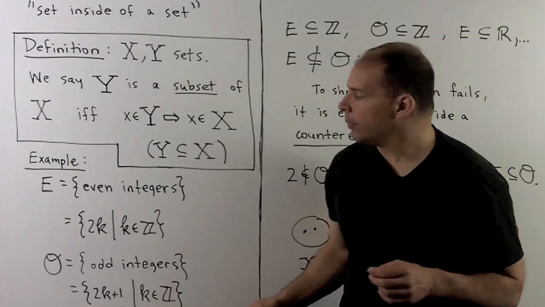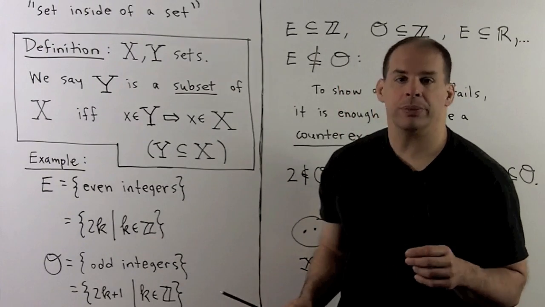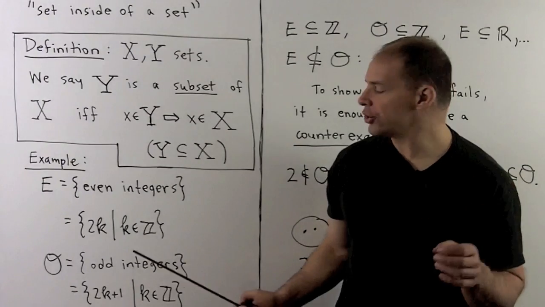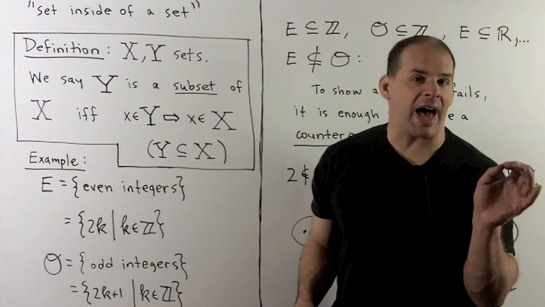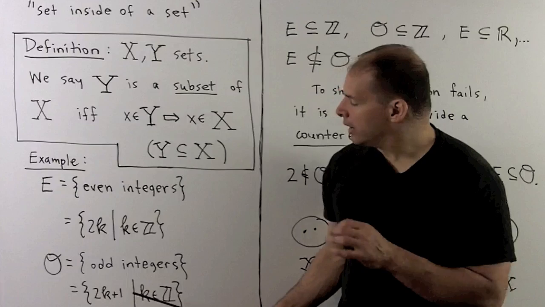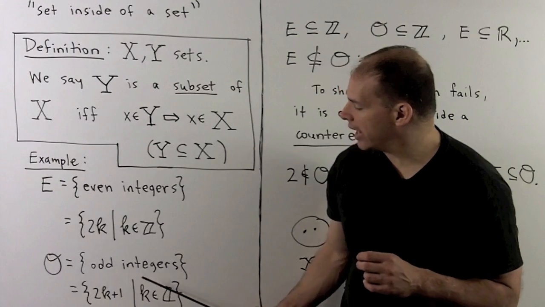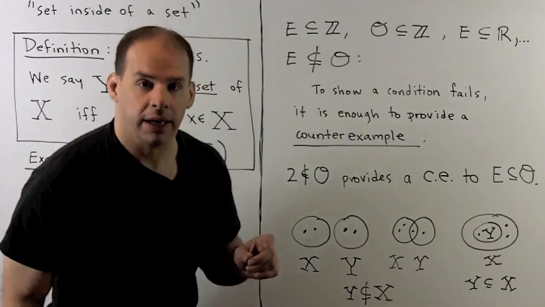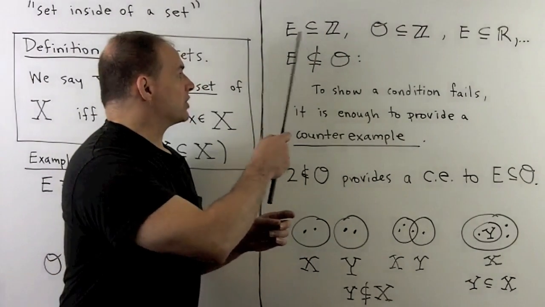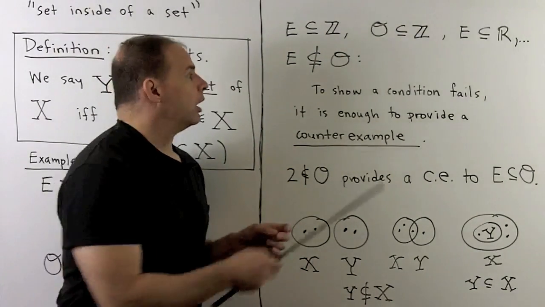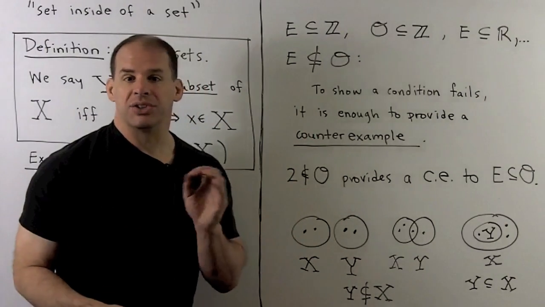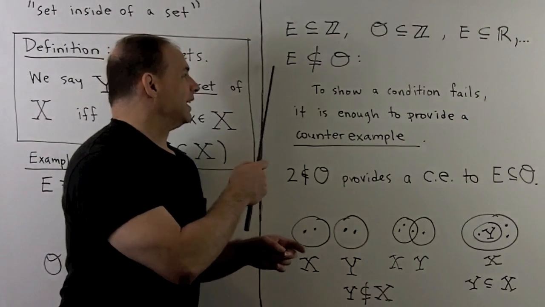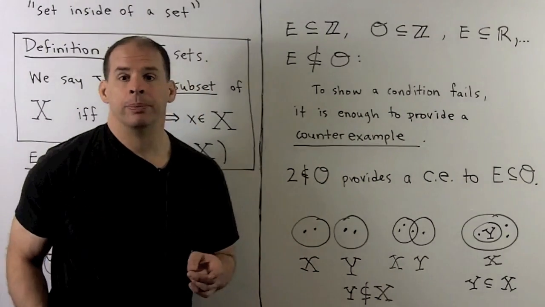Now, example: take E to be the even integers. So in set builder notation, we have 2 times k, where k ranges over the integers. We also have the odd integers, which I'll call O. Here, we'll have 2k plus 1, where k ranges over the integers. Now, we have that E is a subset of Z, the integers. O is a subset of Z. E is a subset of R, and so on. Note, E is not a subset of O.